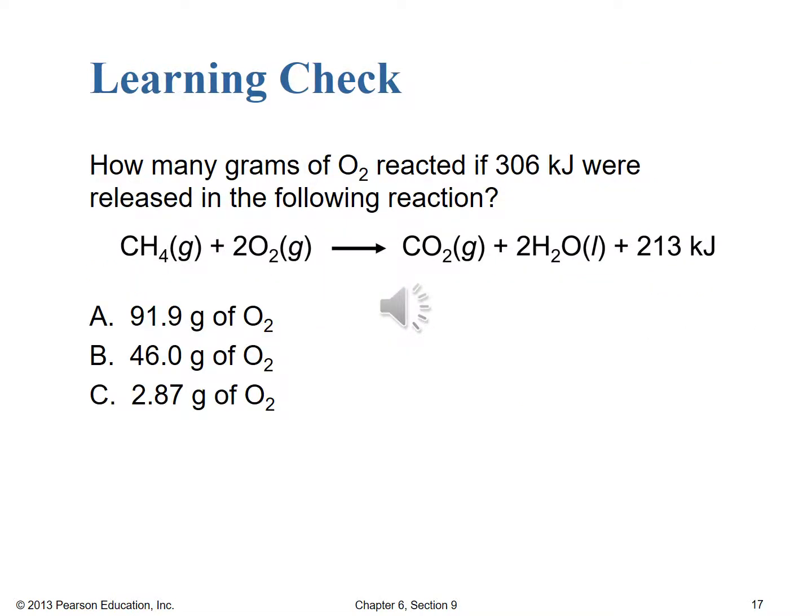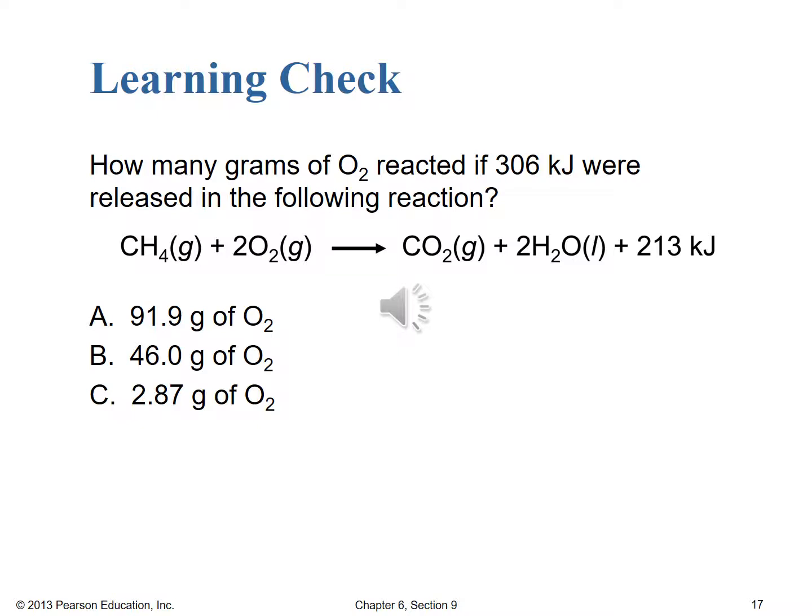All right, so now that we've had some practice together, why don't you go ahead and try one on your own here with a learning check. In this example, we have the question, how many grams of O2 reacted if 306 kilojoules were released in the following reaction? And we see 1 mole of methane gas plus 2 moles of oxygen gas yields 1 mole of carbon dioxide gas plus 2 moles of liquid water plus 213 kilojoules of energy.